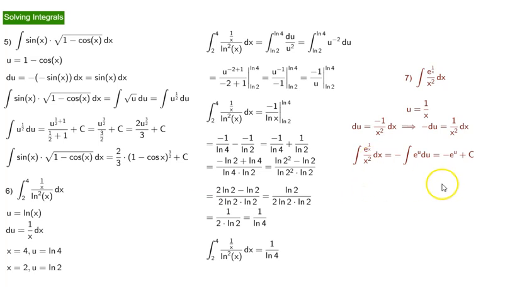Okay, so after substitution, this minus sign, we can take it out. Integral e to the power of u du, which is equal to minus e to the power of u plus c. So our integral becomes minus e to the power of 1 by x plus c. So be careful whether it is an indefinite integral or whether it is a definite integral.